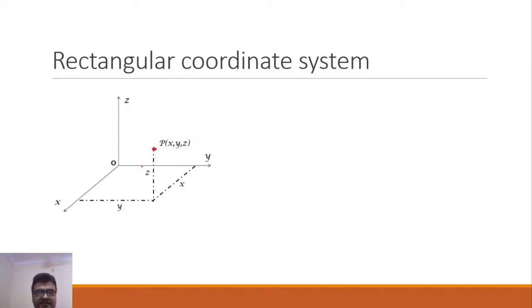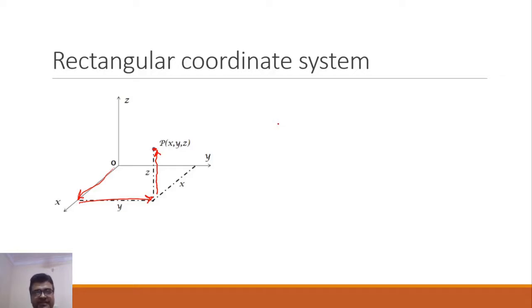It means that to reach this point, we have traveled a distance x in the x-axis. Then we traveled a distance y parallel to the y-axis, and then we went a little bit above towards the z-axis to reach this point. So that is how we are going to locate each and every point which is there in a rectangular coordinate system.